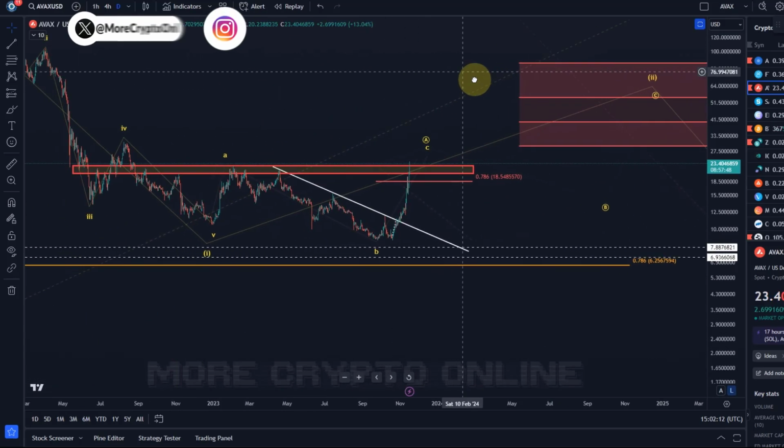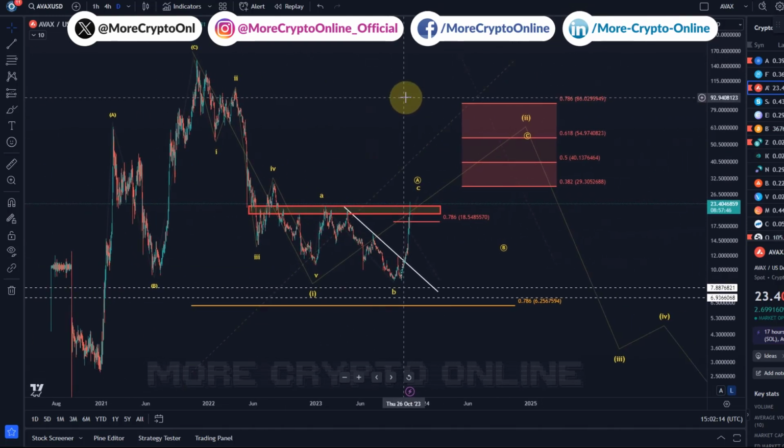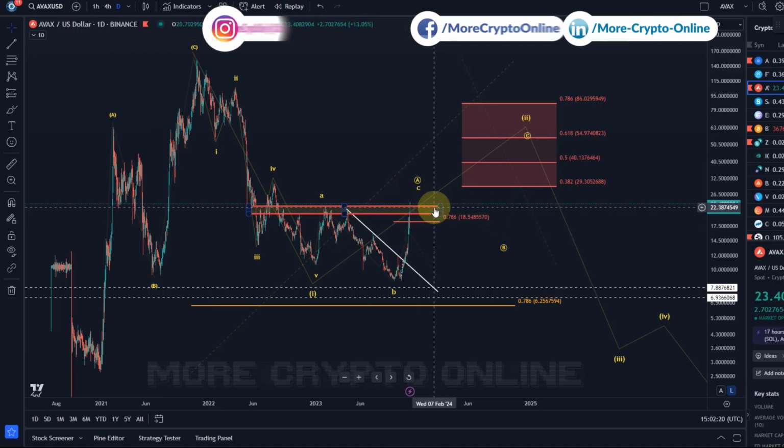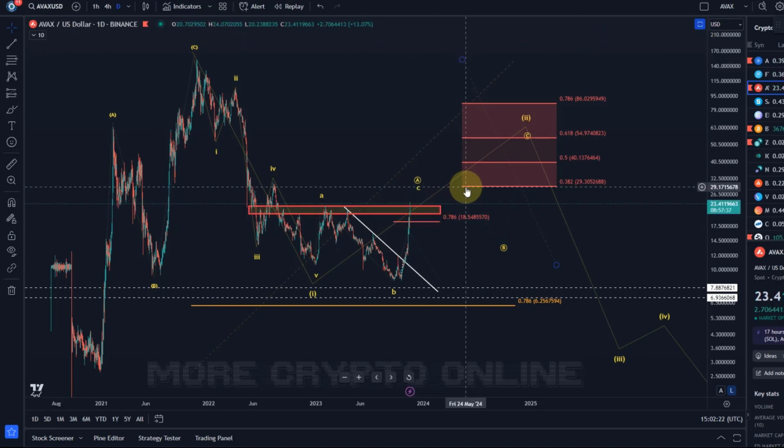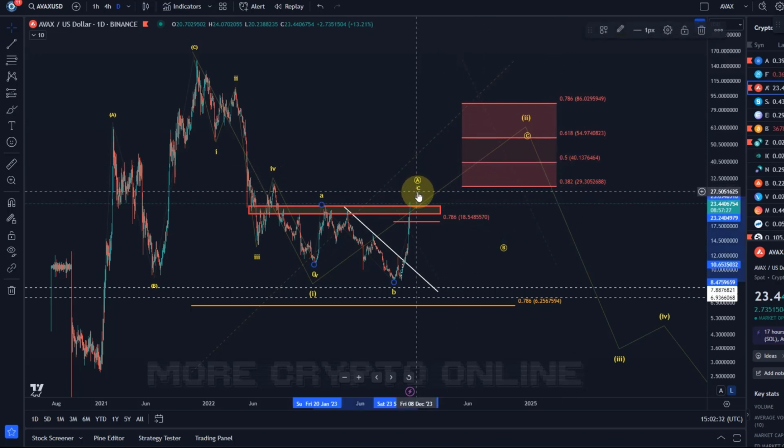Just to look at the shorter time frame here. Obviously, yesterday I explained to you that we need to break above this structural resistance to get the pathway towards the area around $29 to $40 freed up. This is the next level, or you could say target, for this C wave of wave A.